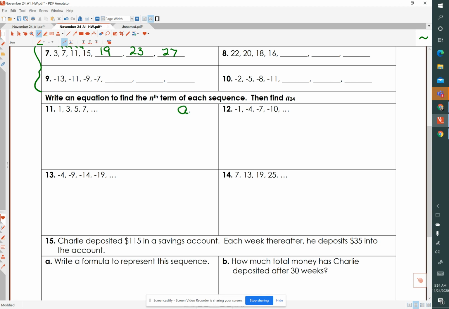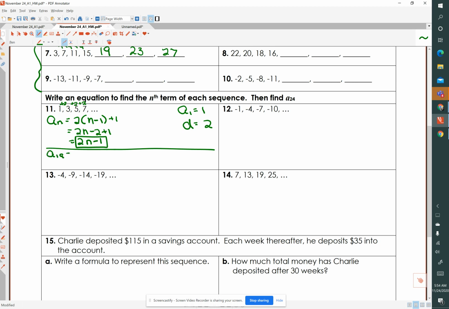So our first term is 1. Our common difference, we're adding 2. Common difference is 2. So let's find a rule. A sub n equals 2 times the quantity of n minus 1 plus 1, and we'll distribute: 2n minus 2 plus 1. We'll combine like terms, and that's our rule.